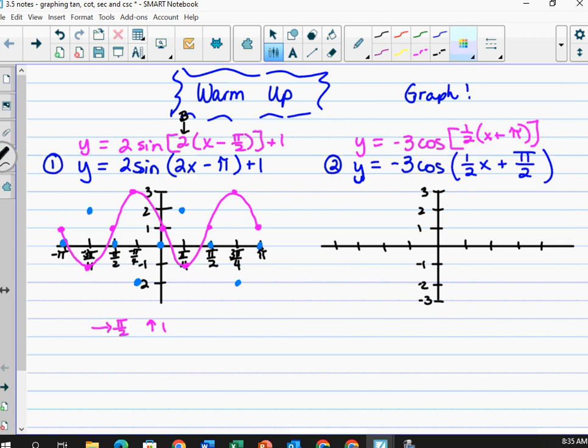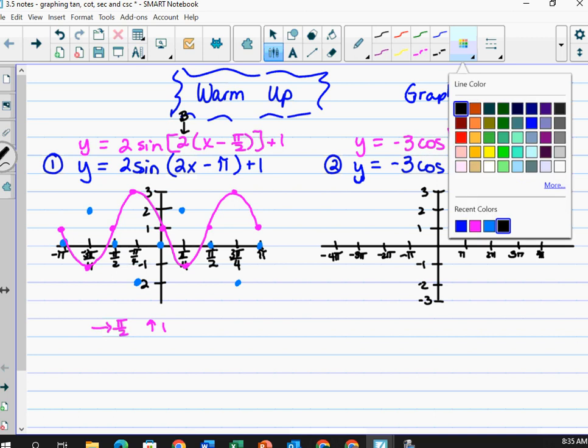Second one. What is the period of number 2? 4 pi. That one's easy to label, right? Is it necessary that we label? Yes. Crucial. Because that's how we're showing that the period has changed. And that way you know how far a shift is.